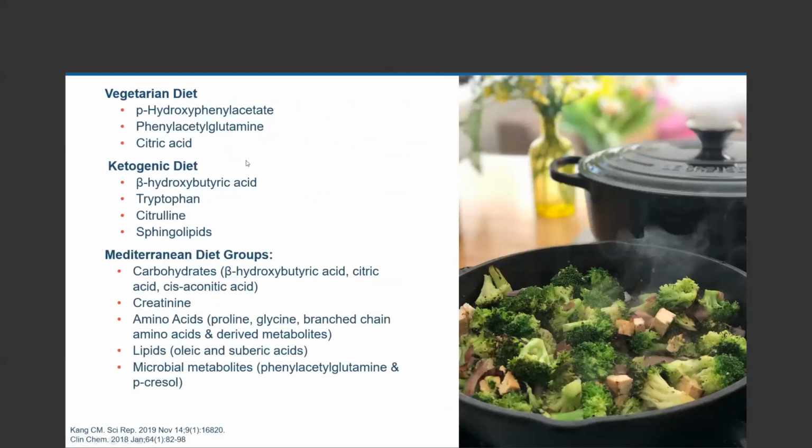Some of the markers that you'll see with a vegetarian diet: citric acid is going to be high in a vegetarian type diet, and then p-hydroxyphenylacetate, the breakdown product from the gut microbiome. A ketogenic diet is going to have some markers that are different. And then the Mediterranean diet, which has quite a bit of research. It's not a surprise that a ketogenic diet would have high beta-hydroxybutyrate, because that is a ketone marker. But there are some newer ketogenic diets that are vegan and high in fiber, and so their picture would be a little bit different.